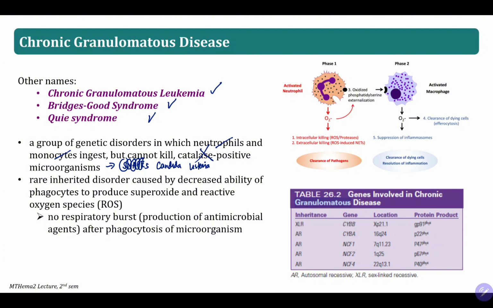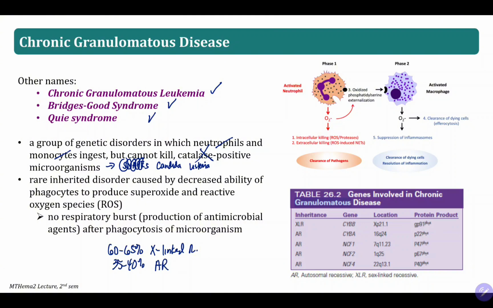Okay? Now, most CGD cases are X-linked recessive. Okay? 60 to 65% are X-linked recessive. And then the rest, 35 to 40%, are associated with an autosomal recessive inheritance pattern.